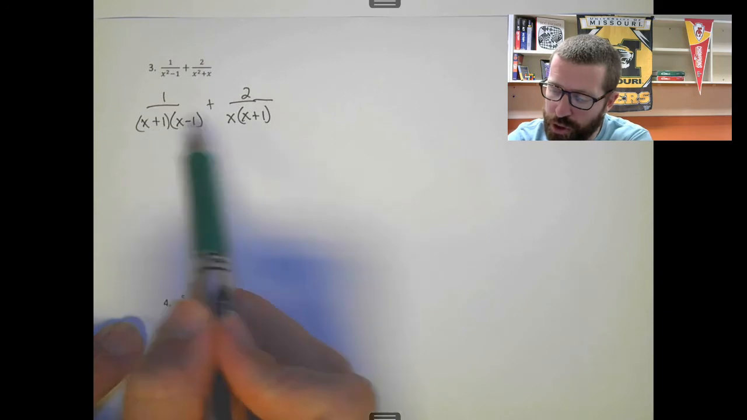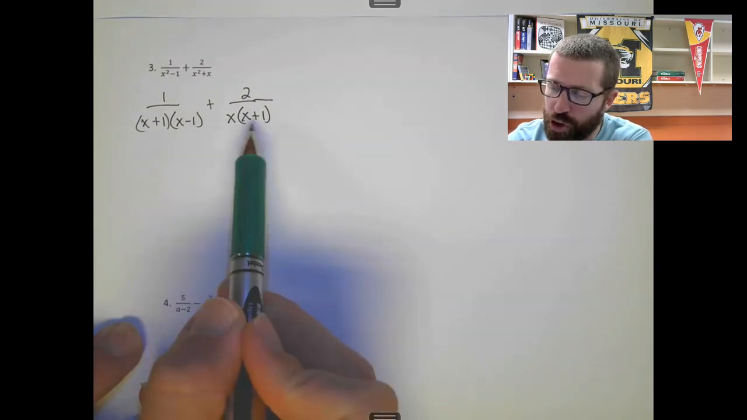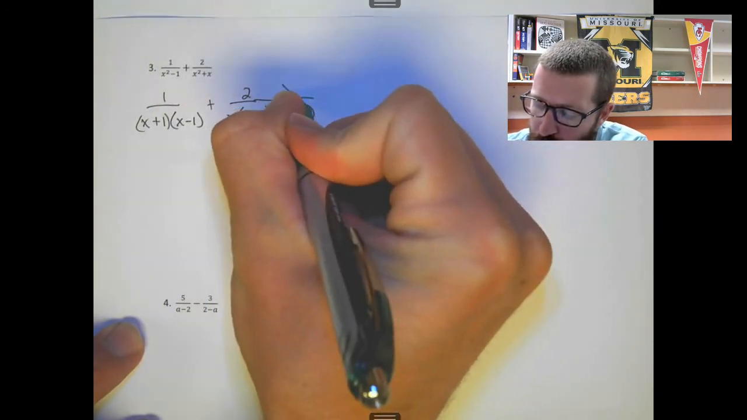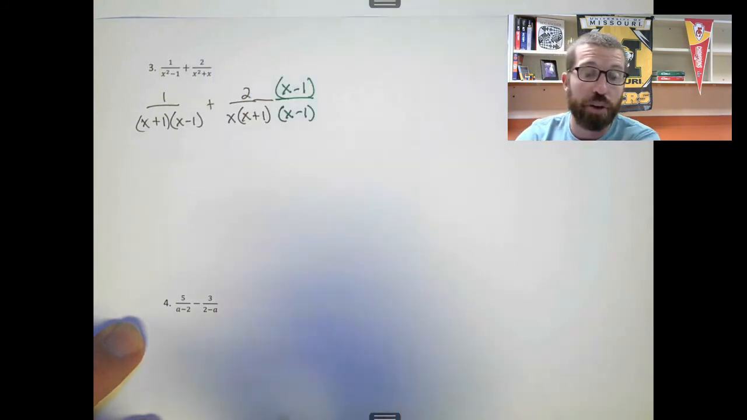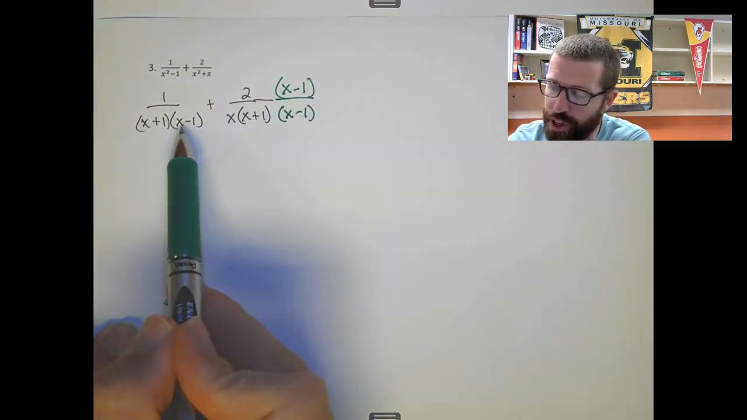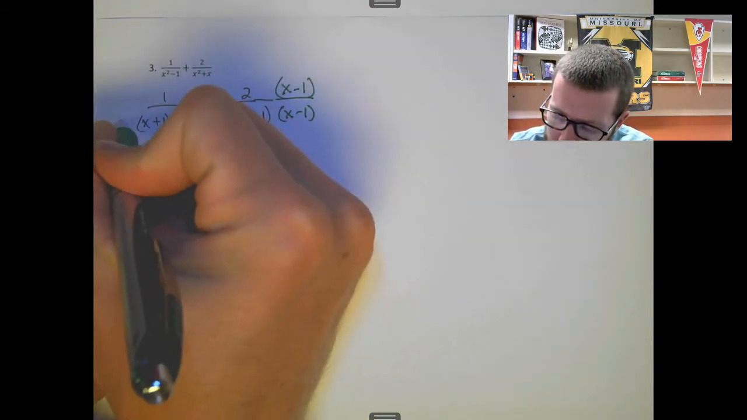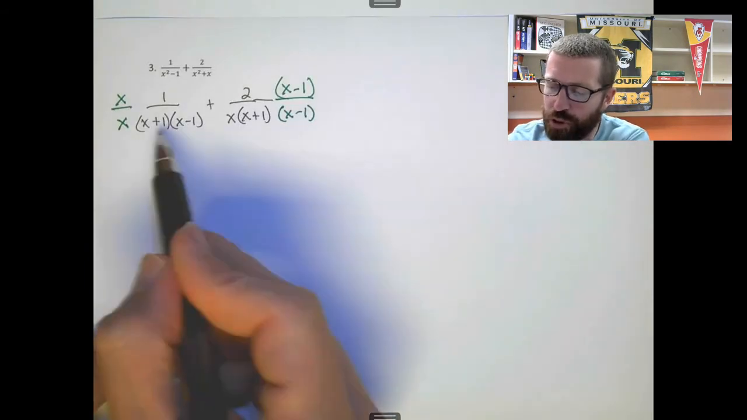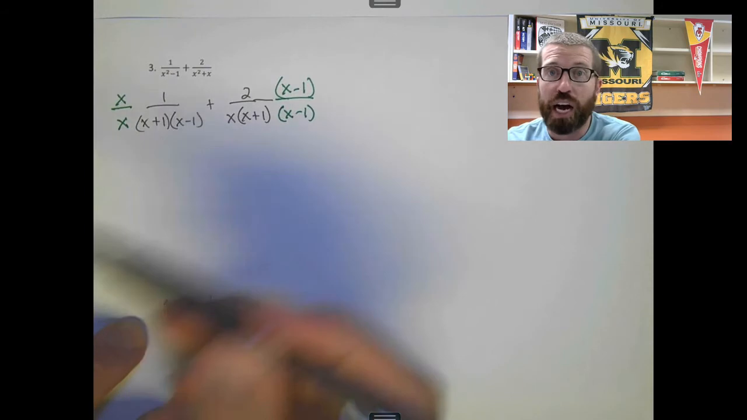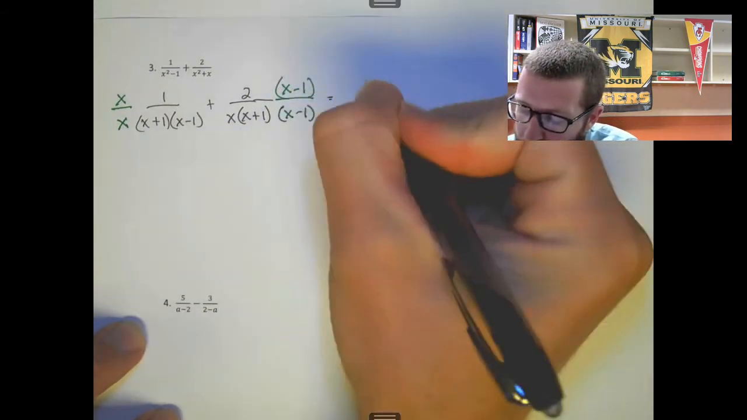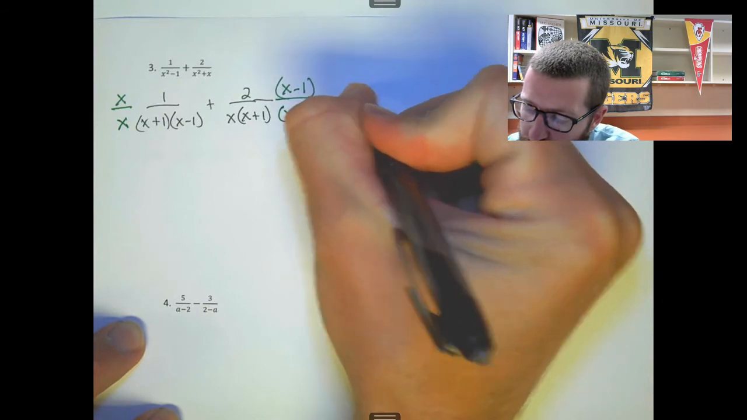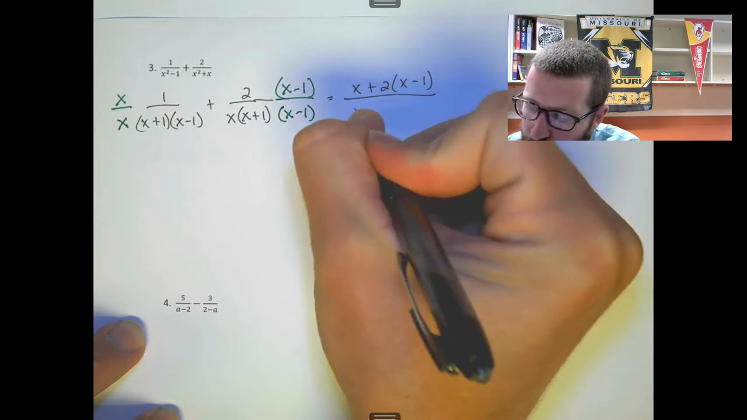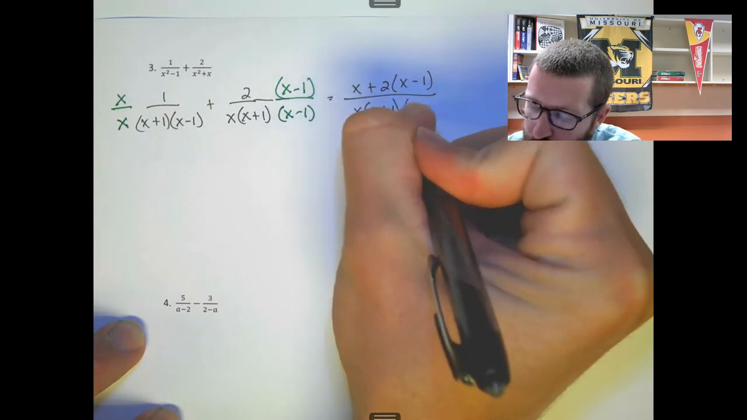So over here I have an x plus 1, x minus 1. There's no x minus 1 over here. So let's put 1 there. But if you put it on bottom, you have to put it on top so you don't change the value. Okay, and then here I have an x, but there's no x here. So let's put an x over here. And then now the bottoms look the same. On top, distribute, and on bottom just keep it the same. So it's x plus 2 times x minus 1 all over x times x plus 1 times x minus 1.